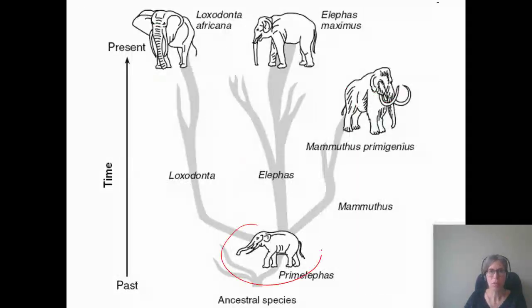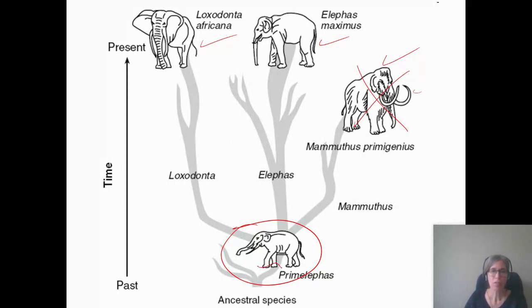So here is the common ancestor that produced these three different species. These species are related, but they are different species. And one of them is actually extinct at this point. So the ancestral species had something that changed over time to make the modern species.